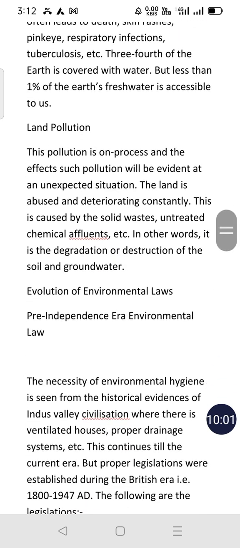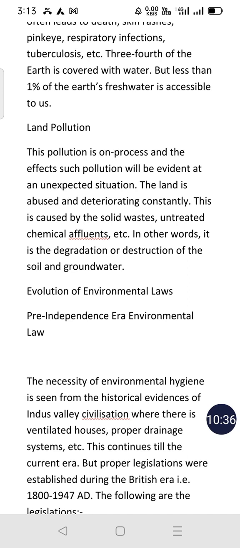Land pollution. This pollution is in process, and the effect of such pollution will be evident in an unexpected situation. The land is abused and deteriorating constantly. This is caused by solid waste, untreated chemical effluents, etc. In other words, it is the degradation or destruction of the soil and groundwater.